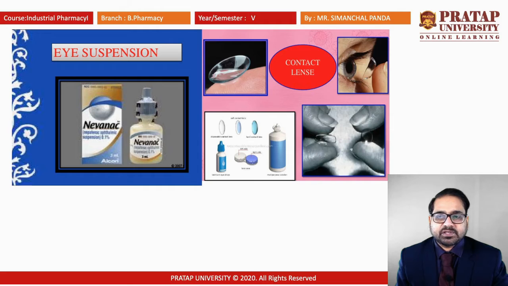There are certain eye suspensions. Generally, some insoluble solids are present in the liquid medium, but the particle size must be very fine so that it should not irritate the eye. Others are there, like contact lenses. In the contact lenses, there are two types. One may be soft lenses and another is non-soft lenses. These are inserted in the eye, and these are the solid products which come under the ophthalmic preparations.